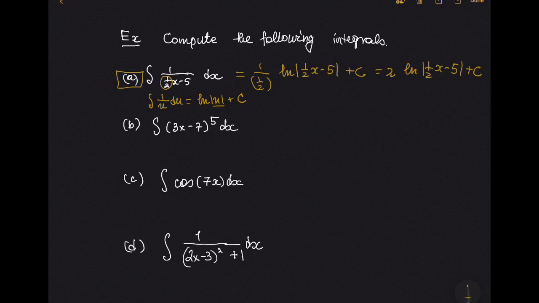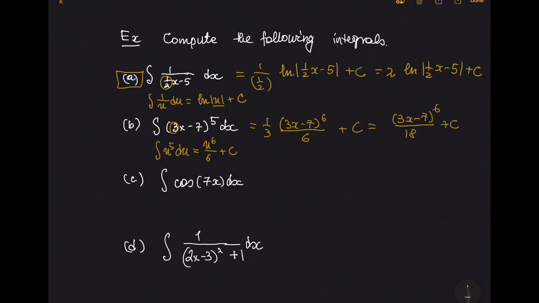So now let us look at this integral here. If we had the integral of u to the 5th du, the antiderivative would have been u to the 6th over 6 plus a constant. So if we come back to our integral, we will have 1/3, where 3 is coming from here. And then we will have (3x minus 7) to the 6th over 6 plus a constant. So overall, this is going to be (3x minus 7) to the 6 over 18 plus a constant. How was that?